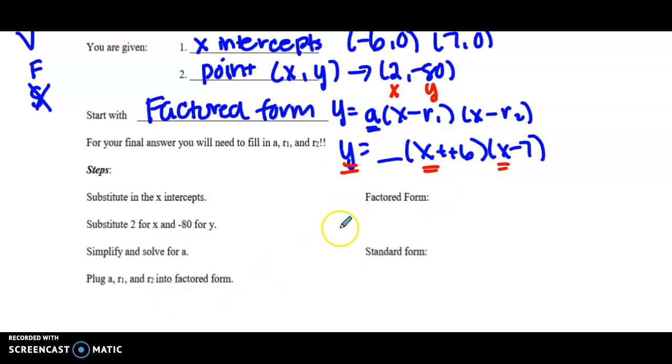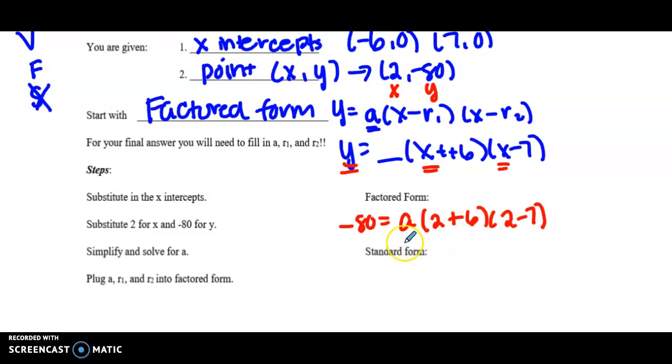All right, so I'm just going to keep working down here. So y was equal to -80. I'm going to leave my a there because I don't know what it is. My x value is 2, so I'm going to put it in both of these places. 2 plus 6 times 2 minus 7. All right, take a minute and try to simplify this and solve for a.